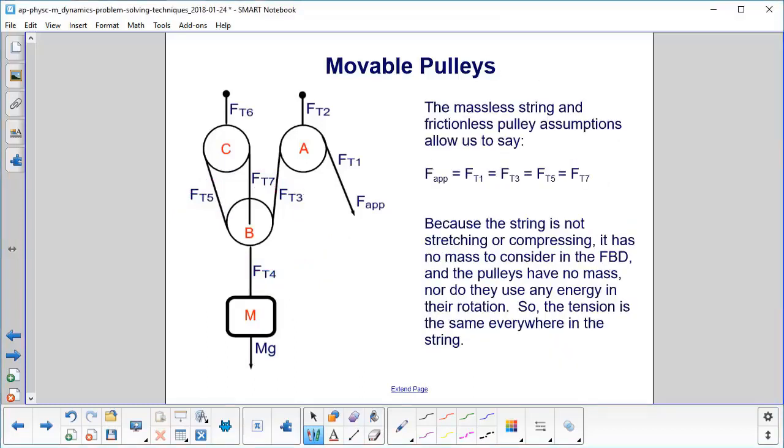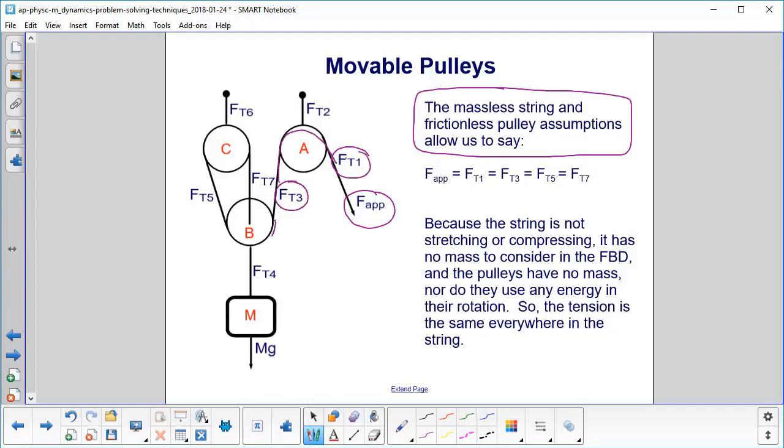Well, fortunately, we're dealing with a massless string or rope and frictionless pulleys, so we can say that this force here is transmitted through this tension around the pulley to this tension force, around the pulley to here, to T5, and then finally to T7. They are all equal because the string is not stretching or compressing.